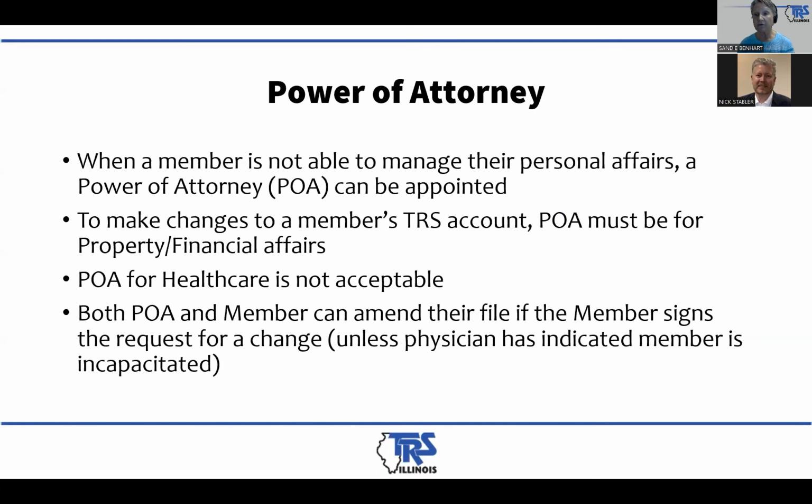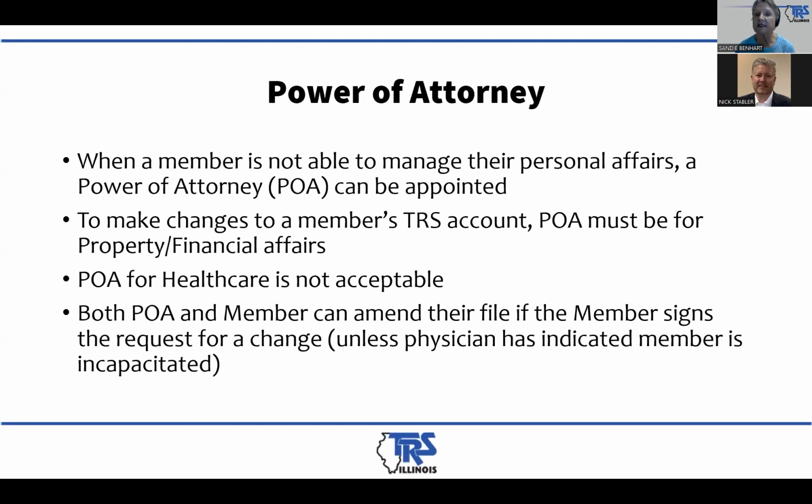Now we can move to the next level, which is a little bit more comprehensive, an actual power of attorney. So this is a legal document. And this may be in place when a member is not able to manage their personal affairs anymore. So a power of attorney can be appointed. In order to do this, we need a copy of the POA, and it needs to be for property and financial affairs. A lot of times when a power of attorney is executed, it has two categories, and it may be for both or just one or the other.